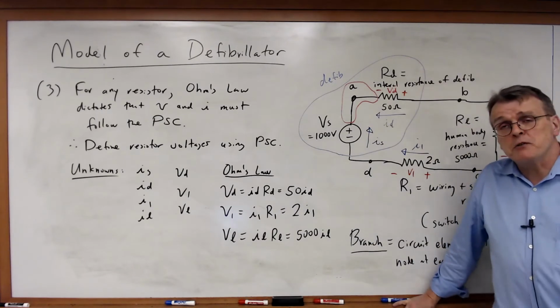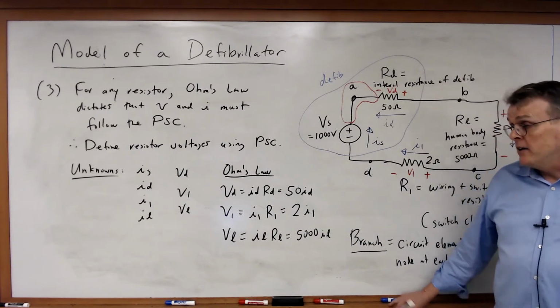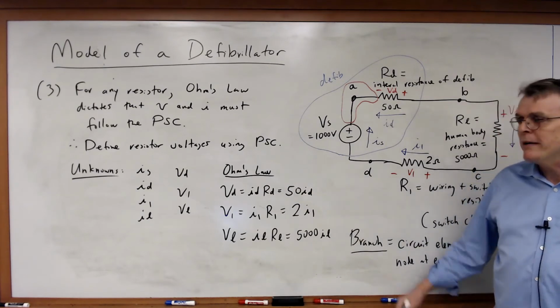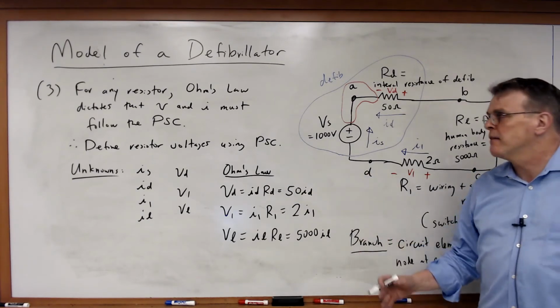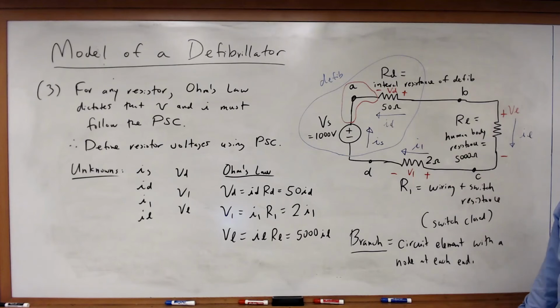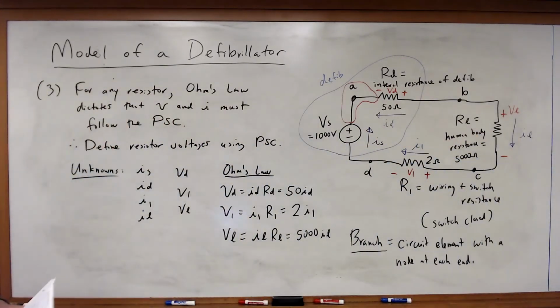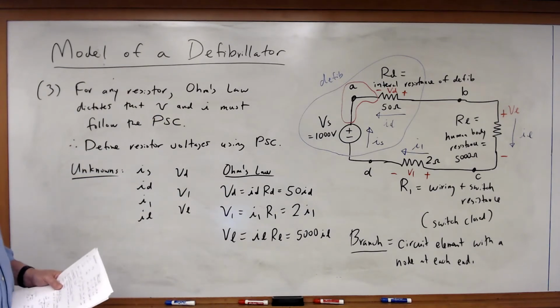Well, obviously, as you guys know from linear algebra, you need as many equations as you have unknowns in order to solve a problem. We need more equations. Ohm's law by itself is not enough to solve. So what do we need? We're going to need KCL now, Kirchhoff's current law. How are we going to apply that?